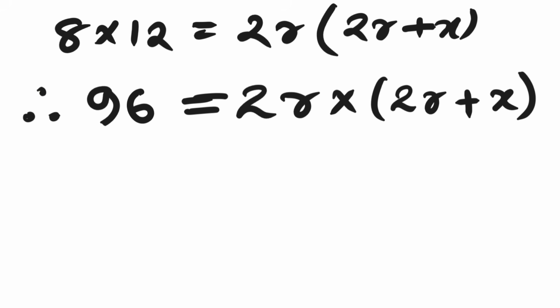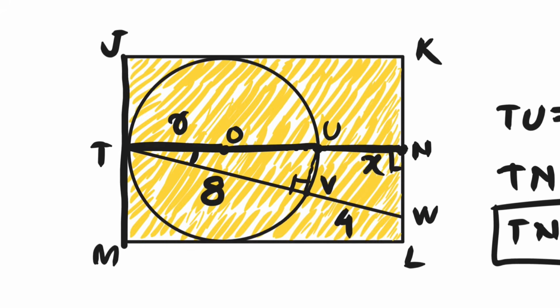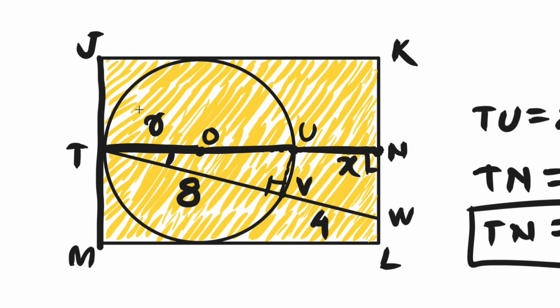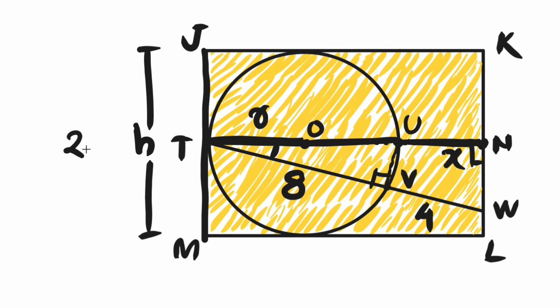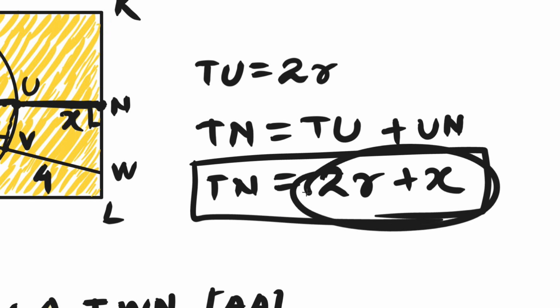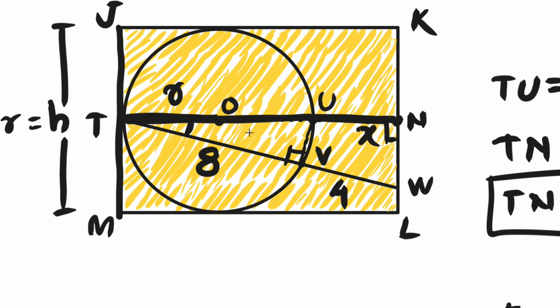At this point, don't worry about finding R or X separately. In fact, we don't need to find either one individually. Look carefully at what the two factors represent geometrically. The quantity 2R is the diameter of the circle. Since the circle touches both the top and bottom sides of the rectangle, this diameter is exactly the height of the rectangle. Meanwhile, the quantity 2R plus X is the entire horizontal distance from T to N. That is the full width of the rectangle.